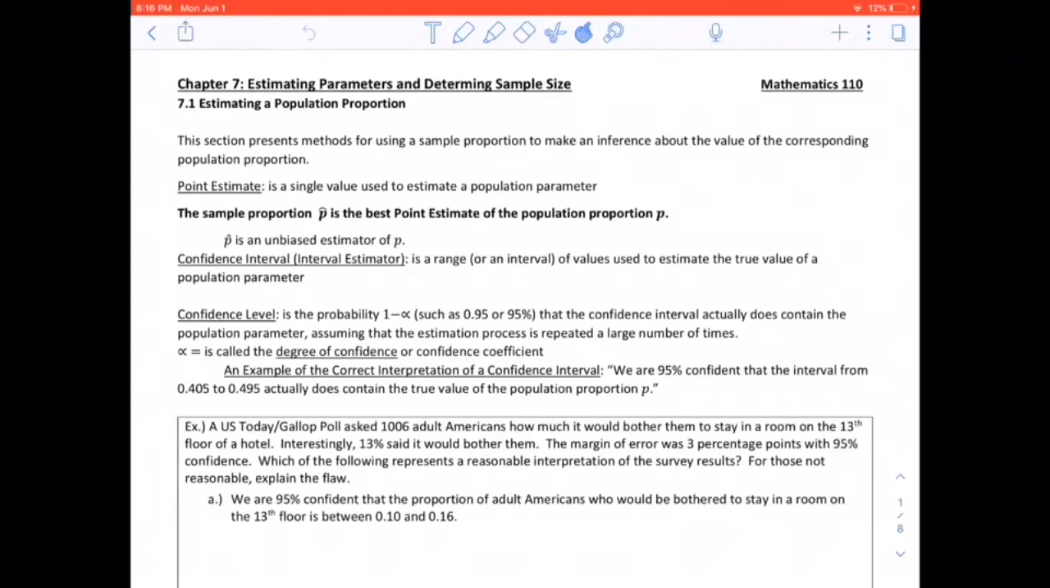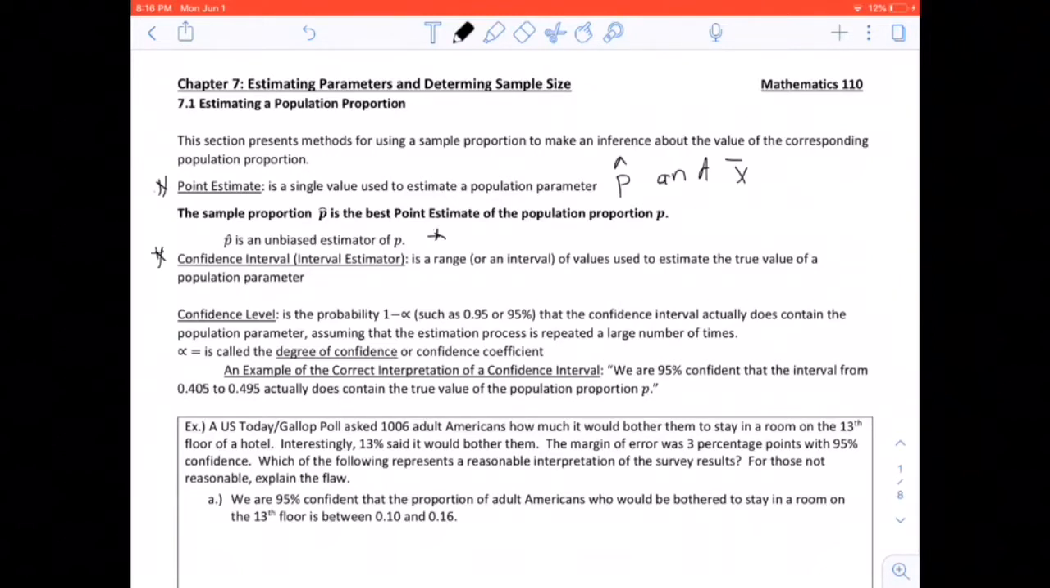So the first thing that we have is called a point estimate. A point estimate is a single value used to estimate a population parameter. The two parameters that we're going to be talking about are proportions and means. So our point estimate for the proportion is p hat, and for the mean, our point estimate is going to be x bar. The sample proportion p hat is the best point estimate of the population proportion p. So p hat is an unbiased estimator of p.